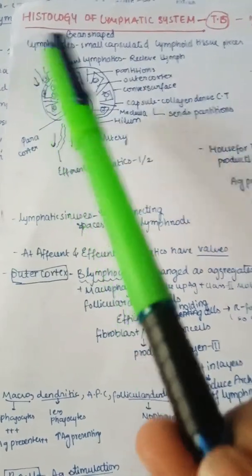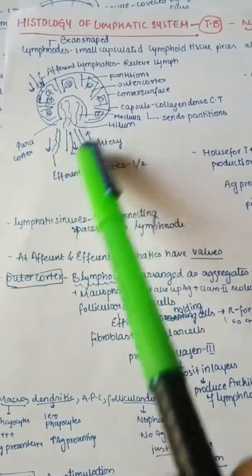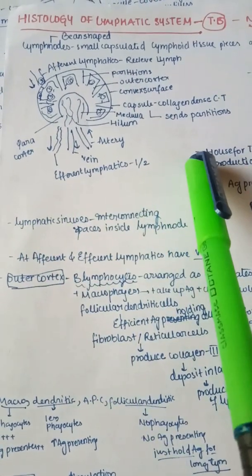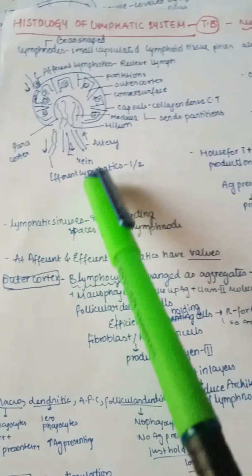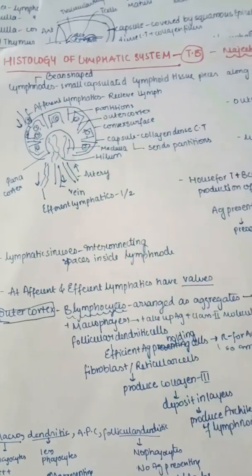Just above the medulla you can see this area, which is known as the paracortex, and here you can see the efferent lymphatics by which the lymph gets out, and also here we have a vein and an artery going in. So this is the basic structure of a lymph node. Now let us study it in detail.